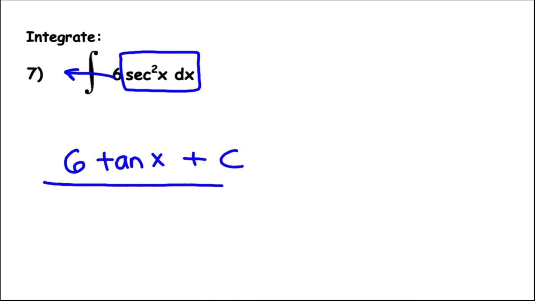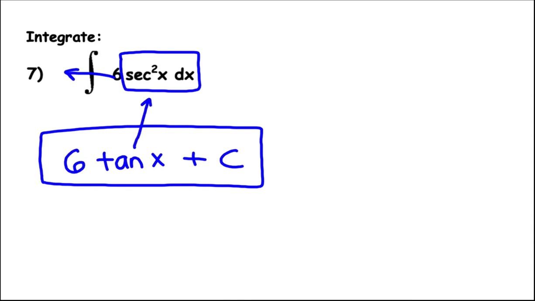There's no work or u subs to do. I just wanted to feed you some trig, because people a lot of times are afraid of trig. That was easy. And if you check yourself, the derivative of tangent is secant squared going the other way. 6 just drops down. That's correct. And that's it for day number 1 of section 4.1.